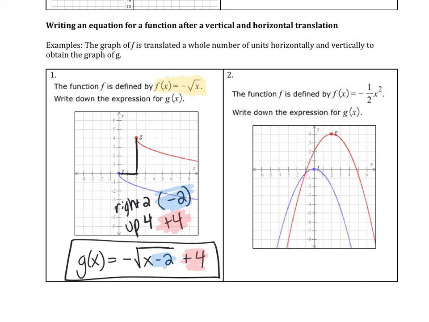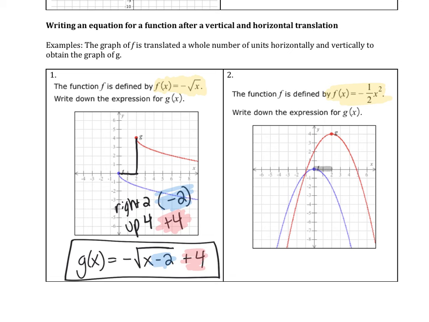Let's look at the next one. In the next one, we have parabolas, okay? Parabolas have the x squared. So if I look at my original equation, remember, I am not straying too far from there. All I'm going to do is maybe add something on the inside of the parentheses with the x, and maybe add something on the outside. But first I have to look at what happened from f to g.